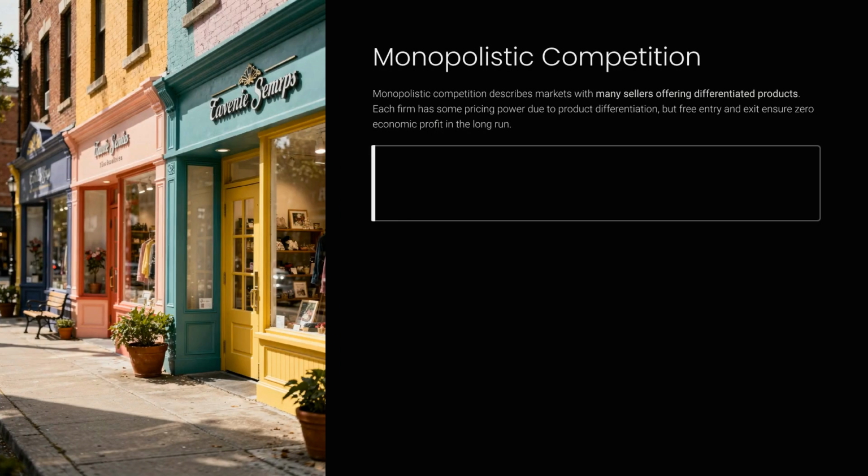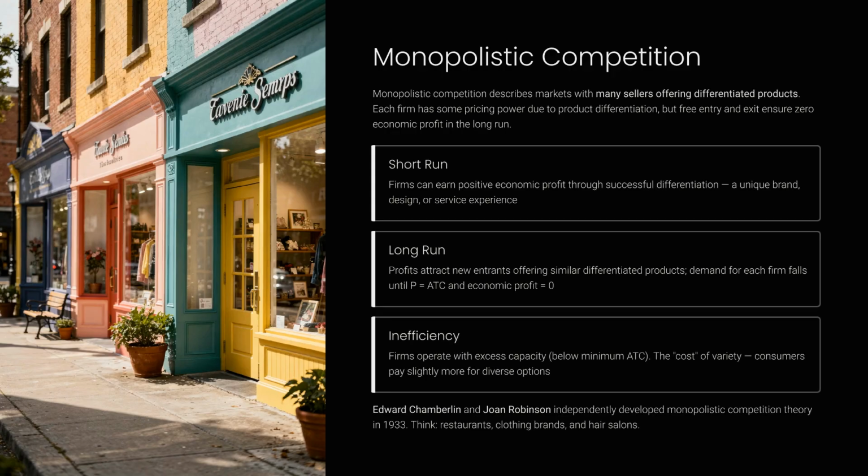Monopolistic competition involves many sellers with differentiated products and free entry. Firms have some short-run pricing power, but earn zero economic profit in the long run. They operate with excess capacity, often seen as the cost of variety for consumers.